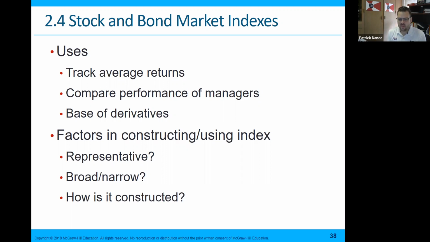Our factors in constructing and using an index: we want to know if it's representative or not. We know how broad or narrow it is. And we need to know how it's constructed, because there are different types of weighting they can do with the index itself. And we'll talk about a couple of those too.